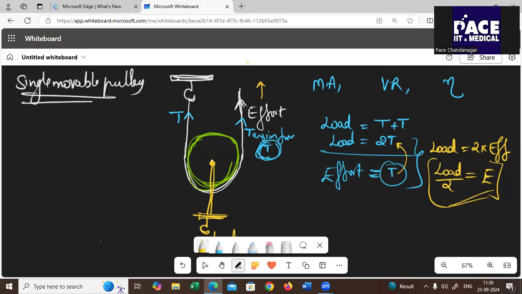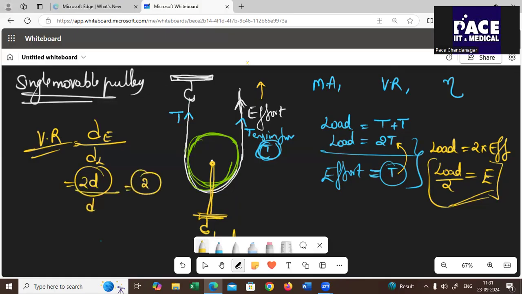So when the free end of the string is pulled up by the effort through a distance 2D, the load is raised up by only one distance, no? Right? So velocity ratio also, I would say distance moved by the effort arm by distance moved by the load arm, right? And distance moved by the effort arm here and here, it is two distances, whereas the distance moved by the load arm is only one distance, which is 2. So here velocity ratio I got as 2.